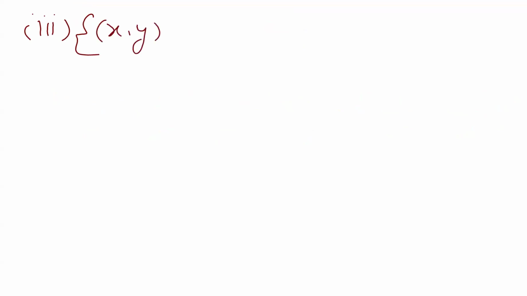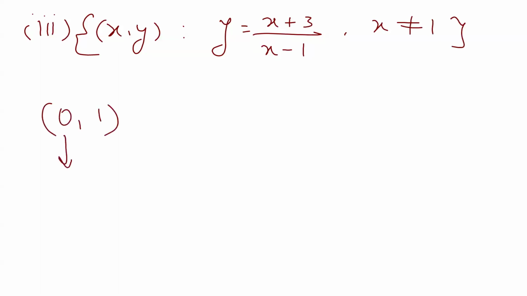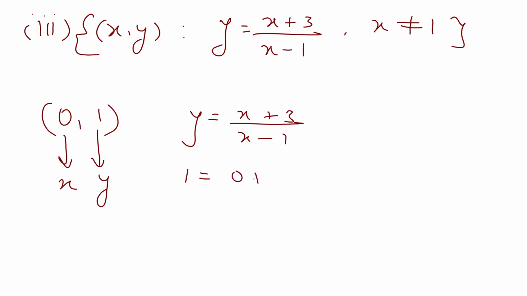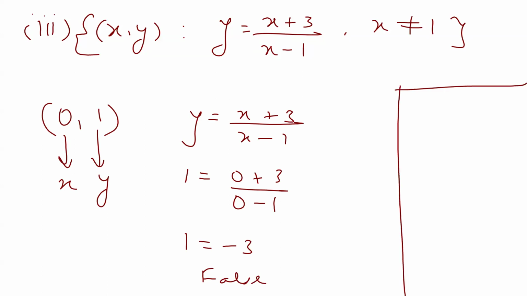So the ordered pairs (x, y) are such that y is equal to (x plus 3) upon (x minus 1) and x is not equal to 1. Okay, so the first ordered pair (0, 1). So this is x and this is y. The condition is y is equal to (x plus 3) upon (x minus 1). So put the value of x as 0 and y is 1. So (0 plus 3) upon (0 minus 1). So 1 is equal to minus 3. So this is false, right? 1 and minus 3 are not equal. Okay, so (0, 1) is not a part of our required ordered pairs.